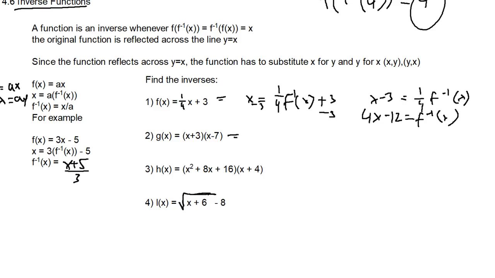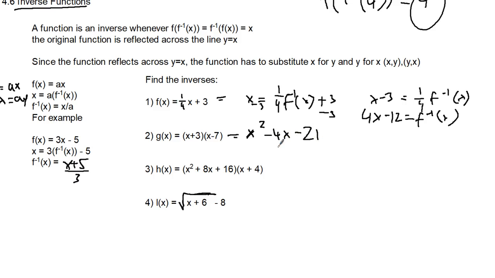Next, find the inverses. g of x is equal to x plus 3 times x minus 7. Now, we have to make it so that there's only one x in order for it to be easier to handle. By doing this, we can complete the square. So I'm going to multiply this out, and we'll get x squared minus 4x minus 21.